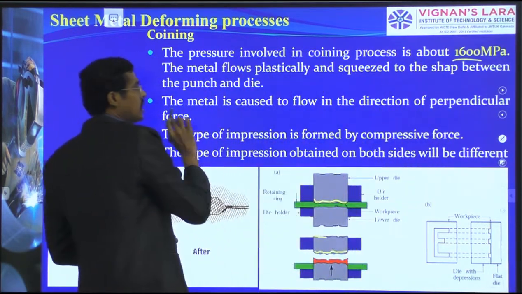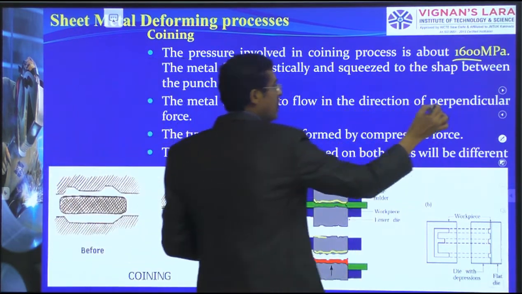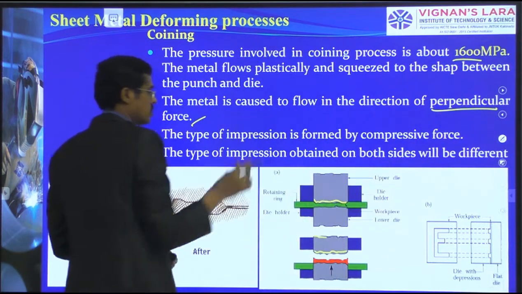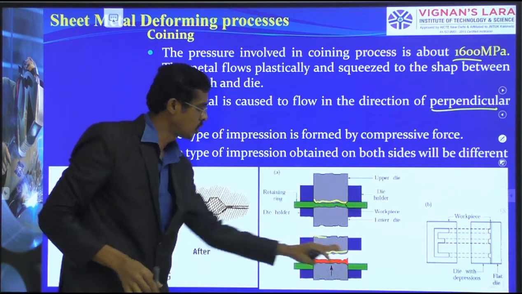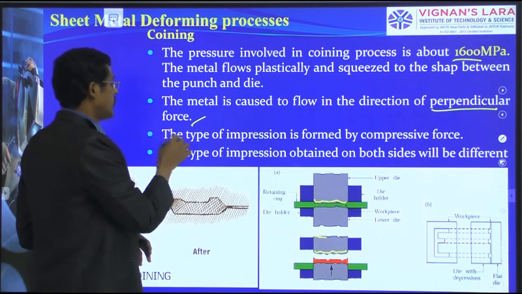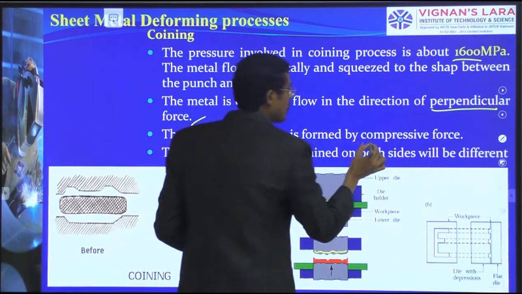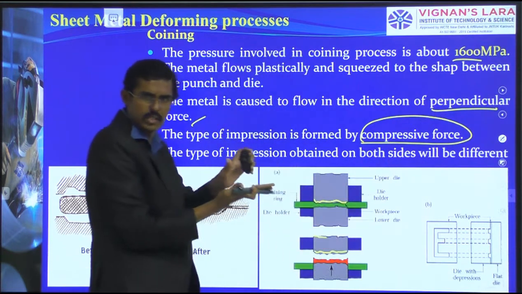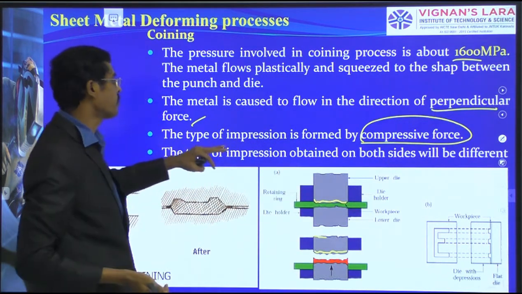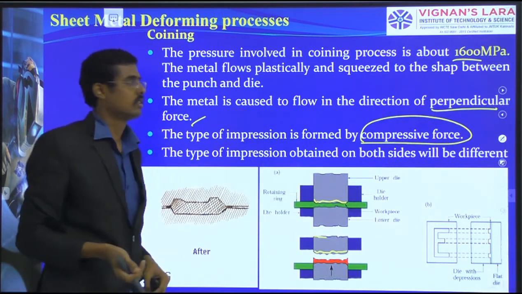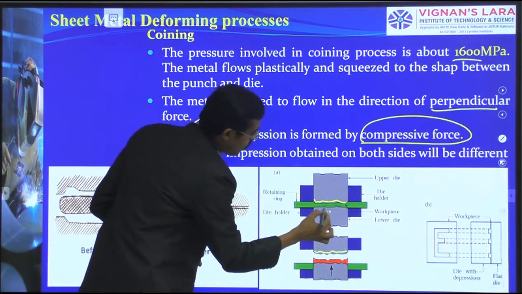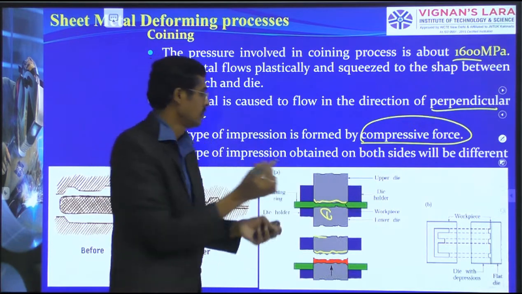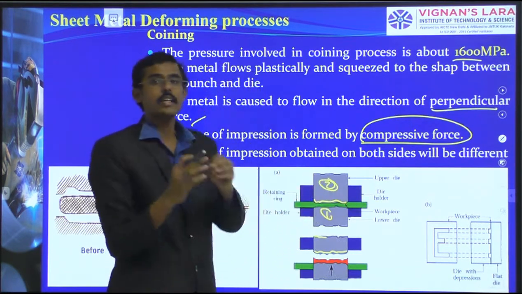We have seen the material flows in a direction perpendicular to the force. The flow is in a perpendicular direction. The force is applied to the object. The impression is formed by compressive force, compressive squeezing we are doing. The impression obtained on both sides will be different. For the coin, this number 1 die may contain a different design, and this second die may contain a different design.